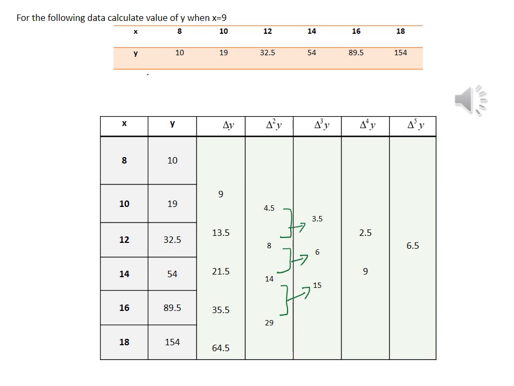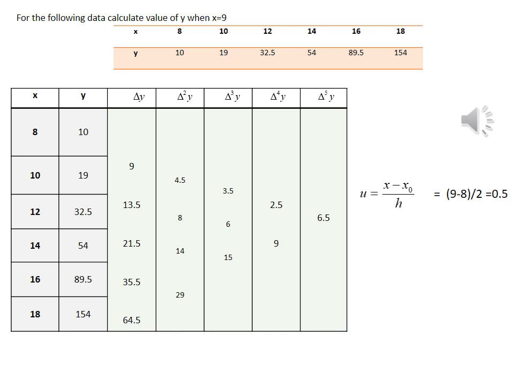Now repeat the procedure to get the next level. Again go forward with the same procedure. Finally you end up with one value. You can find u. u is nothing but x minus x naught divided by h. h is the interval length of x. Here it is asked to find the value of y at x equal to 9. So we substitute x as 9 and x naught as 8, divided by the interval width, which is here 2. So we get u as 0.5.